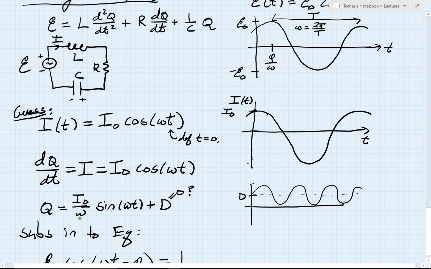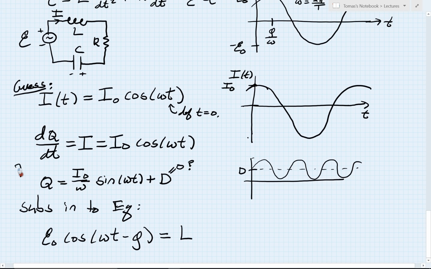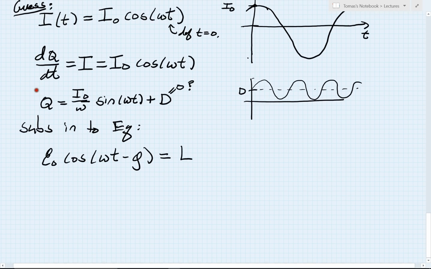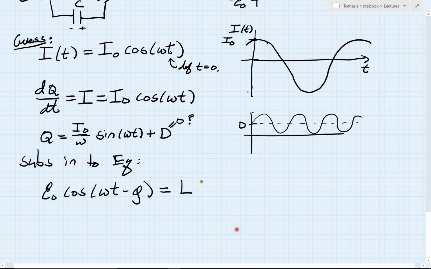When I take the first derivative of Q, what I get is I naught cosine omega t. When I take another time derivative, an extra factor of omega will come out. Cosine's derivative gives me a minus sign and then the sine function. So I'm going to have L times minus omega I naught times sine of omega t.